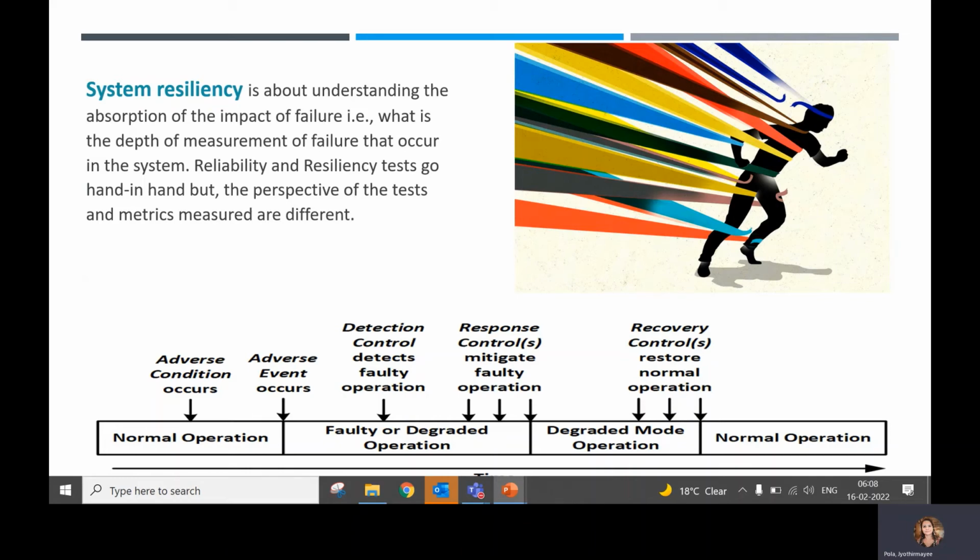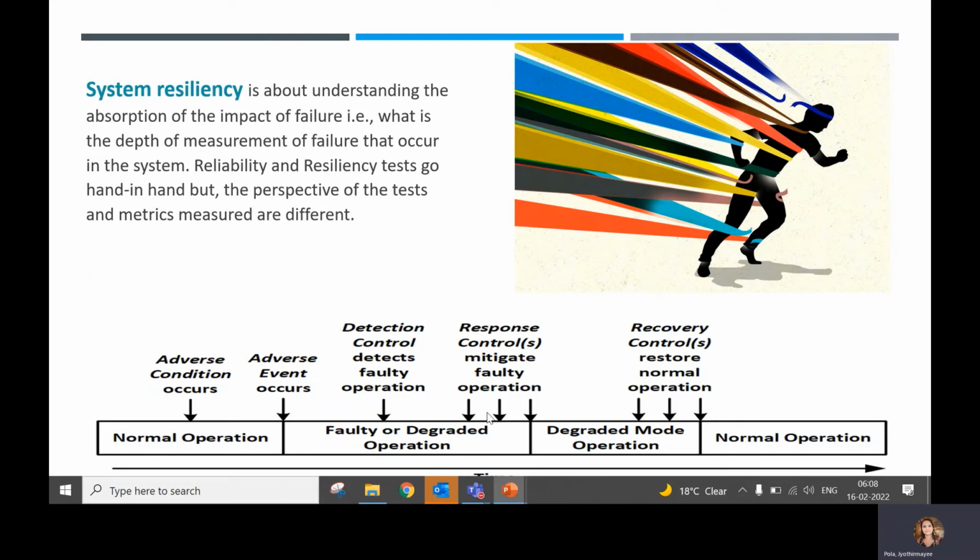It depends on what product you are testing, in which environment you are testing, what the hardware is, what the failure is, what your handling capacity in that product is, etc. But having said that, there is a condition that is about to occur, and then it actually triggers an event in your product, and the event is detected. There is a detection control that detects that an event occurred which is faulty. So basically the fault occurred, and the application or your system is getting into a faulty or degraded operation here.